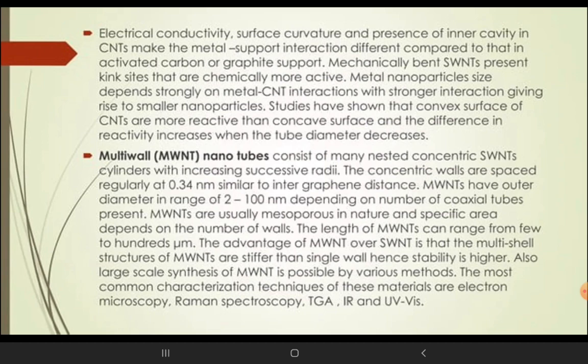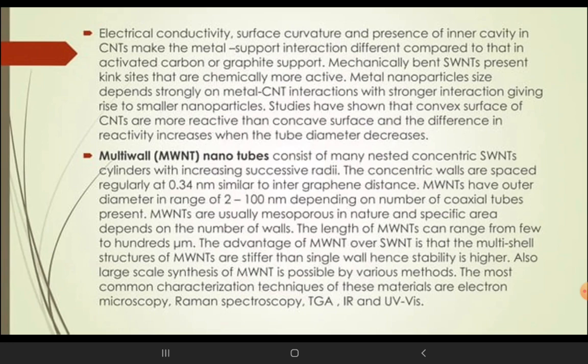Multi-wall nanotubes. Multi-wall nanotubes consist of many nested concentric SWNT cylinders with increasing successive radii. The concentric walls are spaced regularly at 0.34 nanometer, similar to the intergraphene distance. MWNTs have an outer diameter in the range of 2 to 100 nanometers.